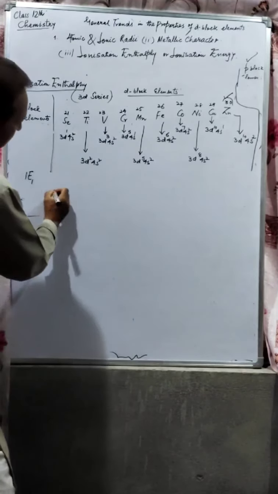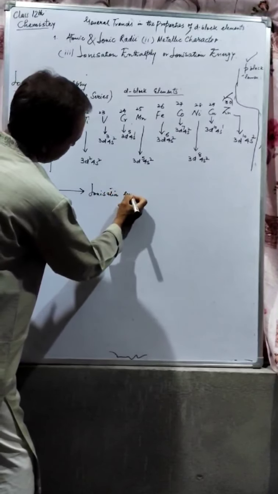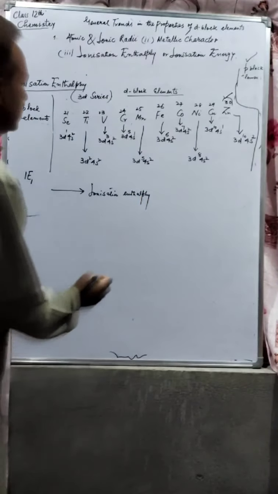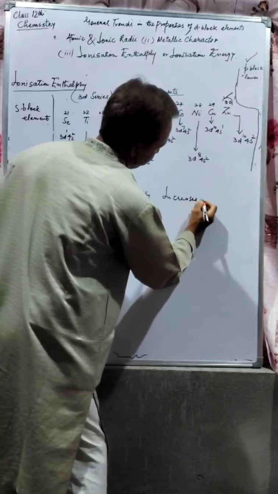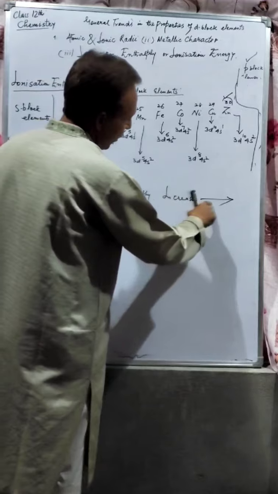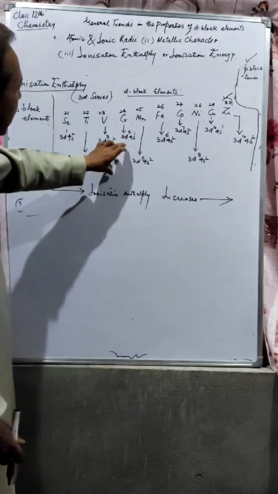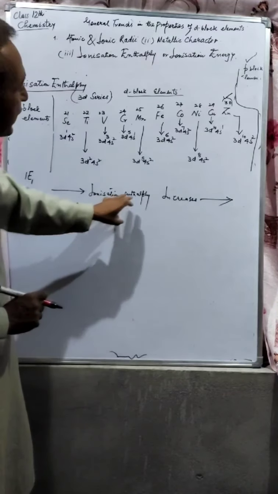So, ionization enthalpy increases along the series. So, this is the increasing order of the ionization enthalpy. But this electronic configuration plays a very important role in determining the ionization enthalpy of these elements.